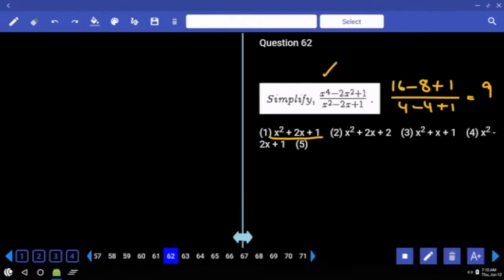Second option is 10. The difference between the first option and the second option is, in the variable, the number constant: 1 we have, in the second option 2. So 1 more you will get. No other option will give you 9.